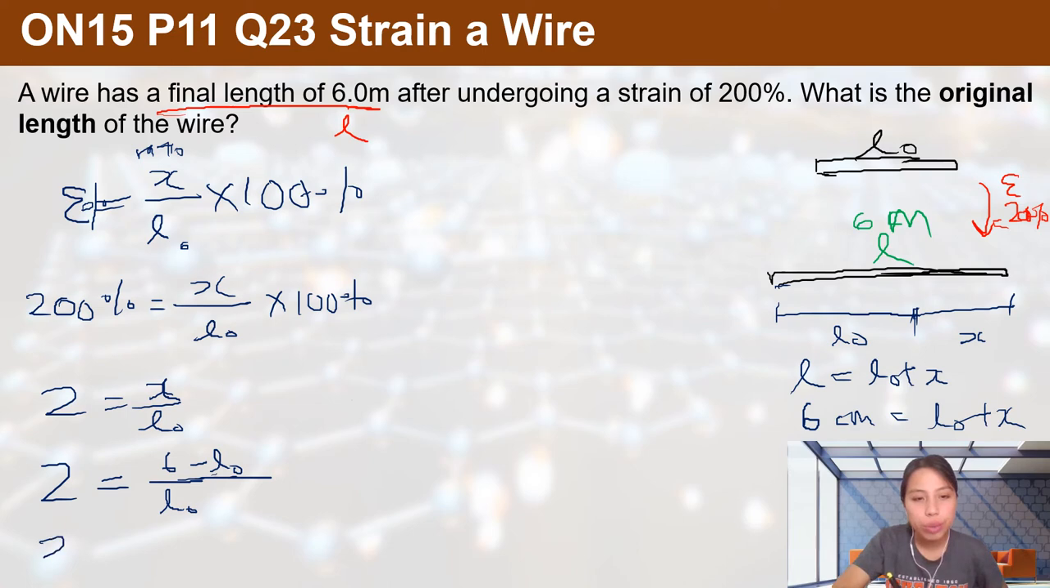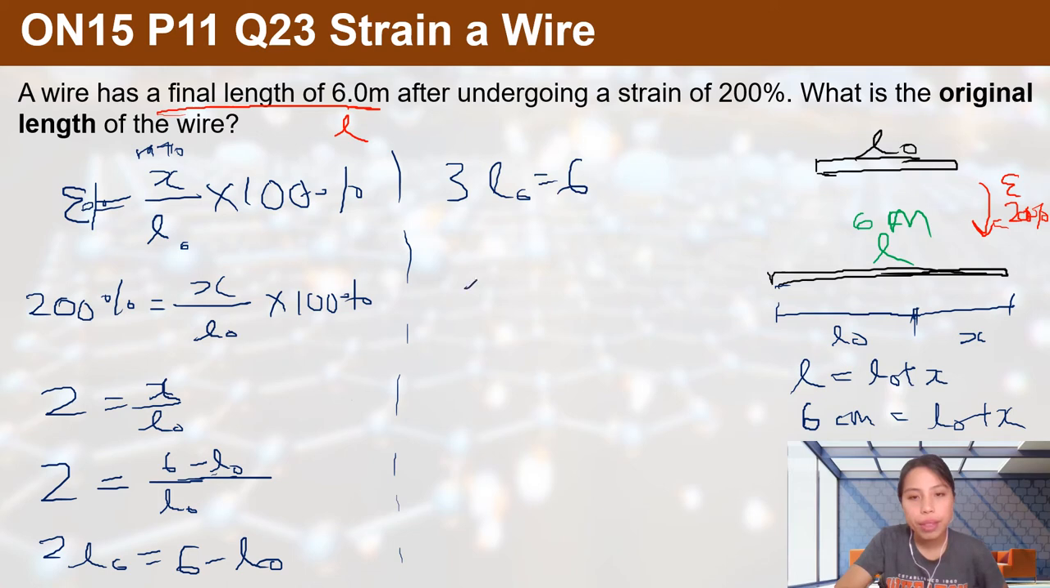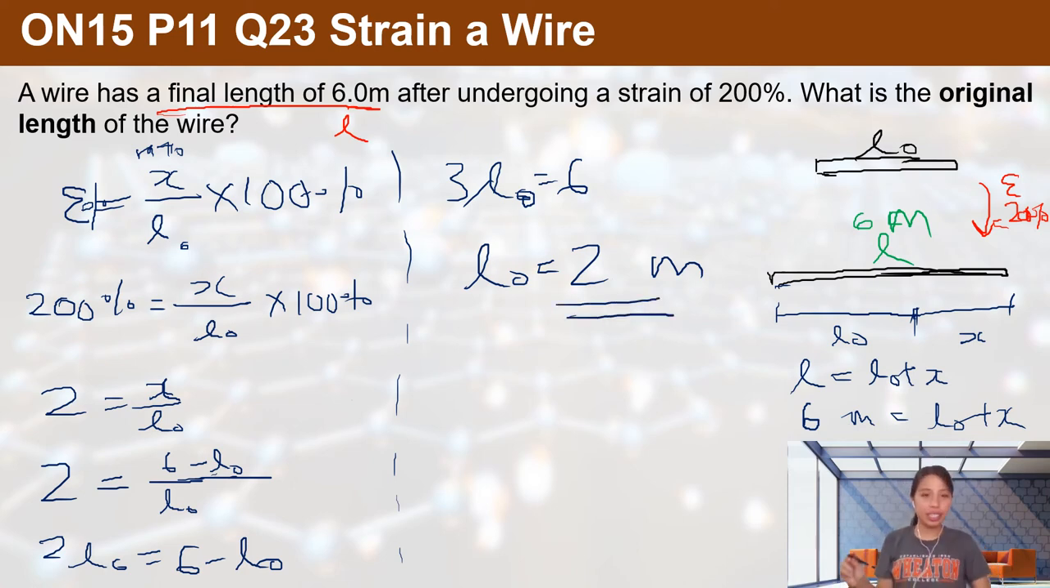So if I rearrange, this will be 2L0 equals 6 minus L0, which gives me, next line, 3L0 equals 6, so L0 equals 2 meters. Did I say cm? Why did I say cm? Everything's in meters. No cm. Meters. So in the end, you can find the original length.